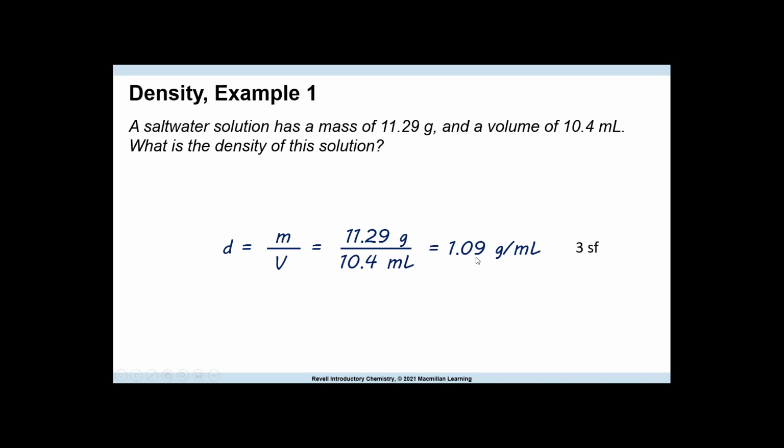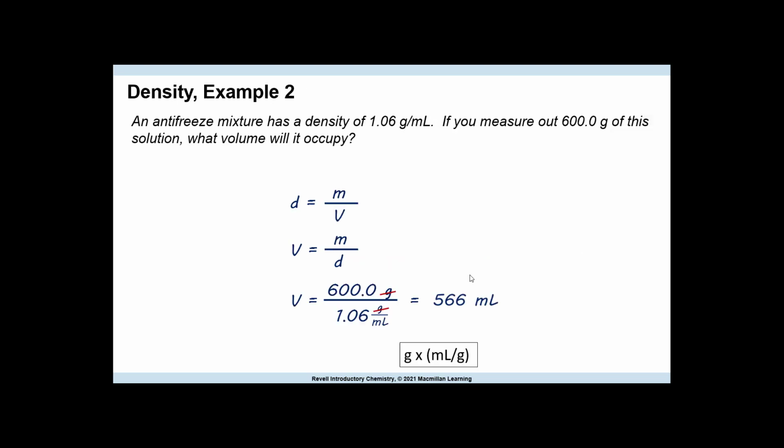So if you were to stick this object in water, it would not sink to the bottom, but it wouldn't stay at the top either. It would be closer to the water, which is 1.00 grams per mil.